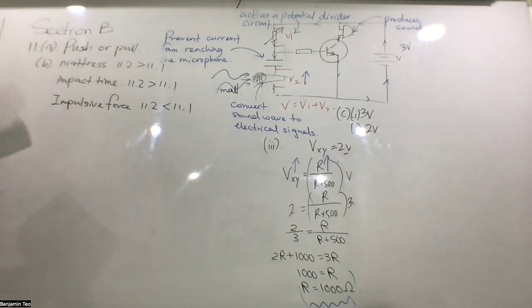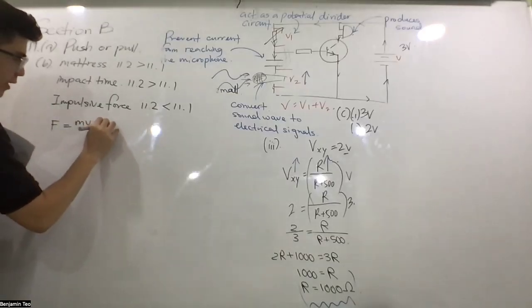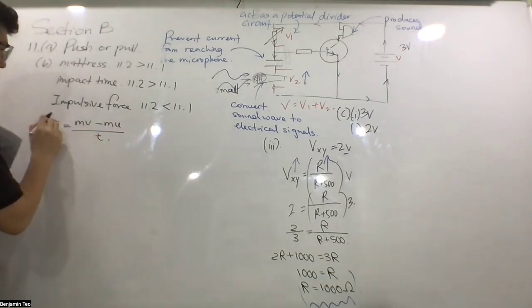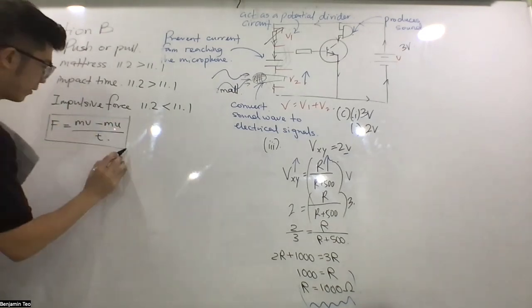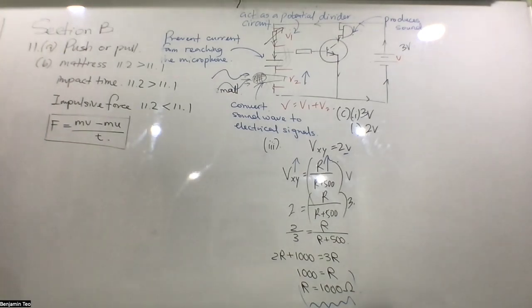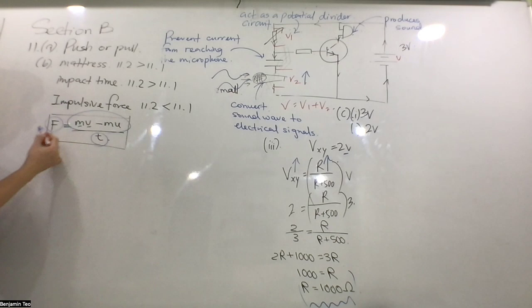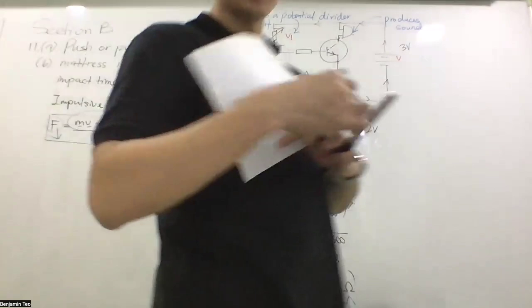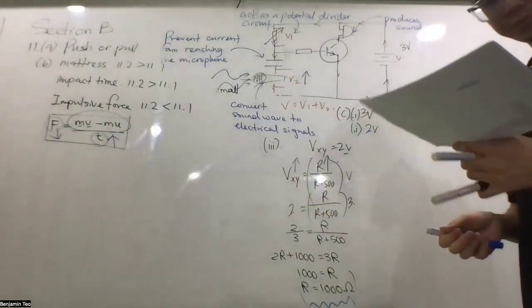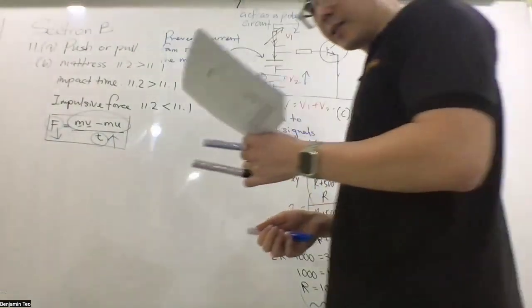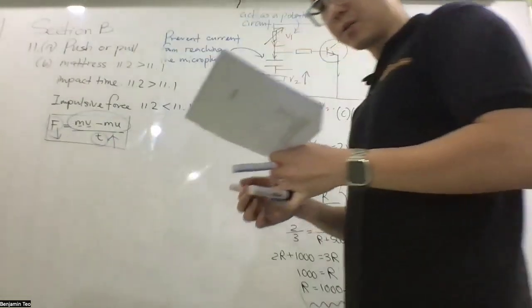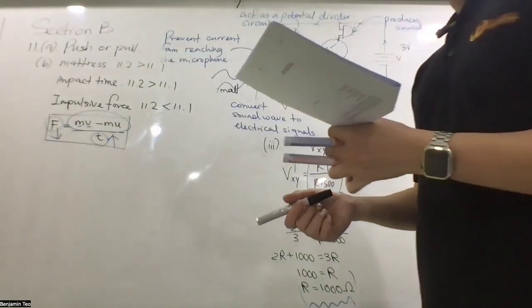Okay, thicker mattress, less. So your formula for this one is F = (mv - mu)/t. Change in momentum, force and time. 因为你不能够换你的 change in momentum. You cannot change your mass, you cannot change your speed. What you can change is just the time. So I use longer time, less impulsive force. Then you need to relate the athlete's impact time and the athlete's impulsive force after he falls on it. Okay.